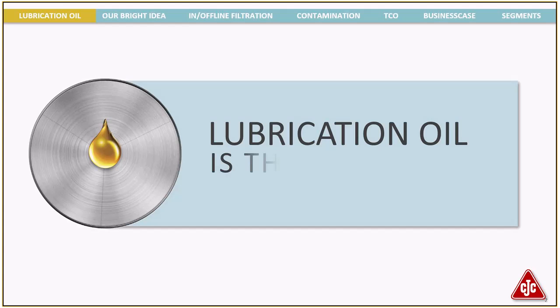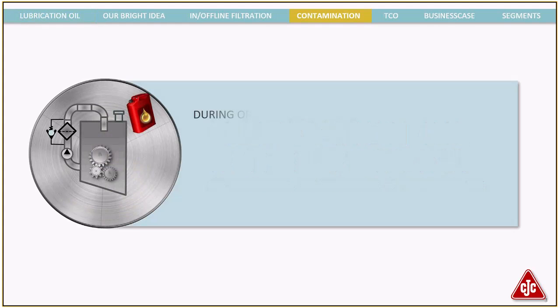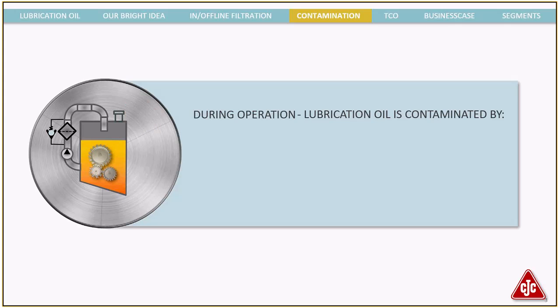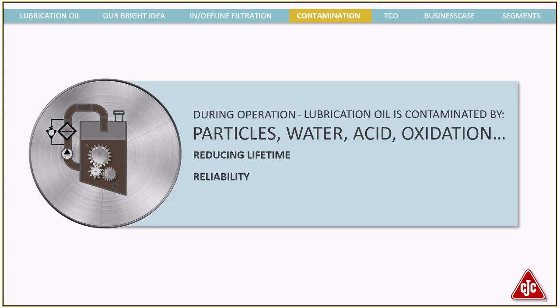So as we did with the others, let's start briefly on the main problem with oil: it's like the lifeblood in the machine. If the blood is harmed with particles or water, or you could say it's ill, like the blood in your body, it will harm the machines, gearboxes, hydraulics, and so on. During operation of any machine, you will be contaminating the system and the oil with particles, water, acidity, and oxidation is part of the same thing. That will reduce the lifetime of the machine and the oil. It will also harm the reliability, and it will destroy the efficiency of the machine.